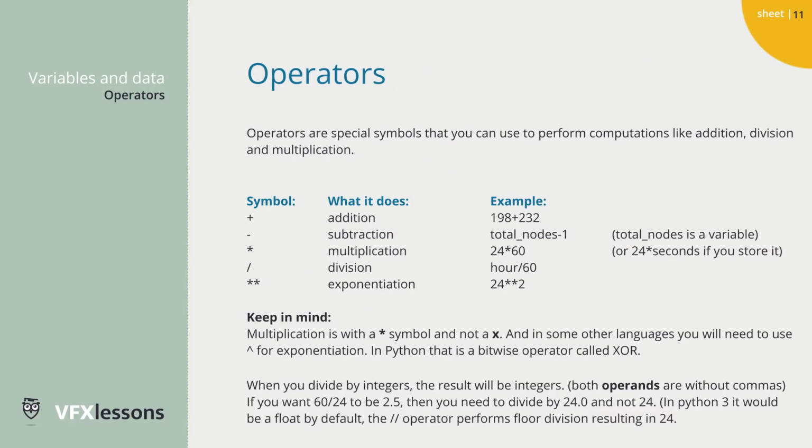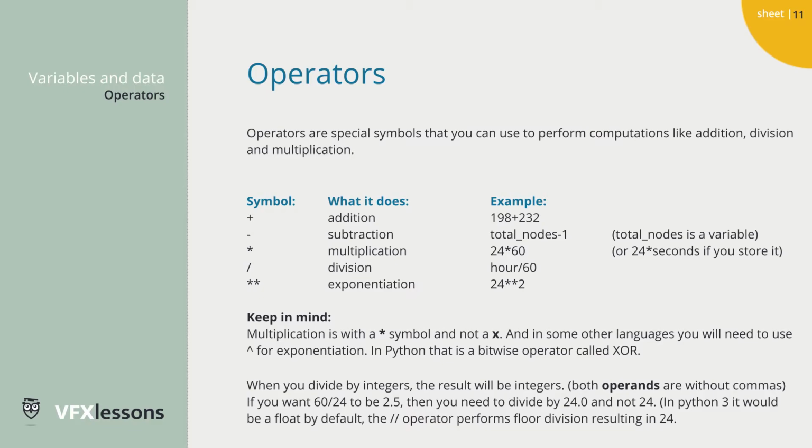So now back to Python. I promised you to tell you a little bit more about these operators. You've seen me use the exponentiation operator in the previous example. Operators are special symbols that you can use to perform computations like addition, division, and multiplication. So we can use the plus icon to do addition. We can use minus to do subtraction. We can use this little star to do multiplication. We can use the slash to do division and the double star to do exponentiation.